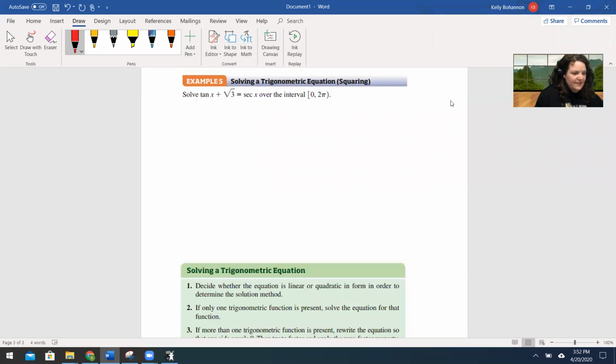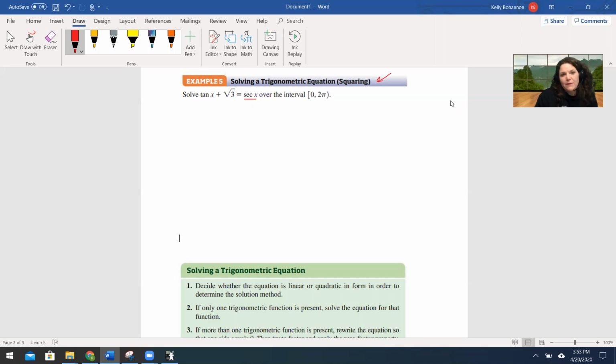Okay, this is the last example for 6.2. This is example 5. We're solving a trigonometric equation by squaring. And you'll notice in this one that it also has two trig identities. So I'm going to square this because of the square root 3 that's right here. So I need to get rid of that.